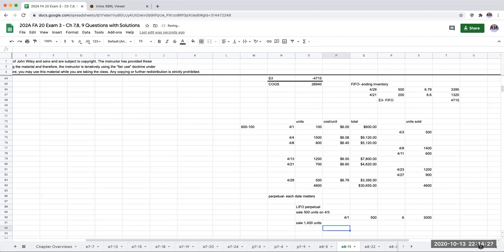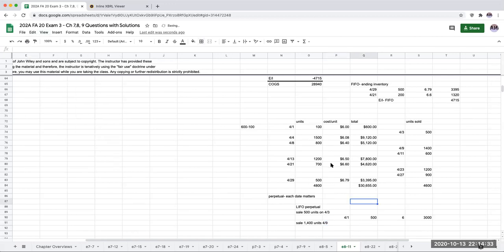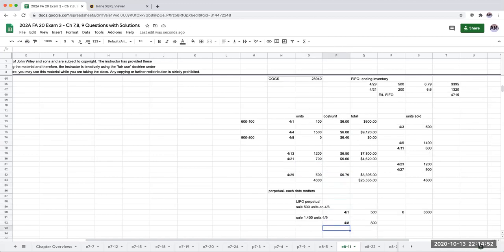Okay. So what I'll do here is I'm going to go last in, first out. The most recent sale was over here at 800. So I'm going to go to 4/8, 800 units. So this is now going to go to 0. Okay. But I'm not done. I need a total of 1,400 units. So I'm going to need to take from April 4th, I'm going to need to take another 600 units.